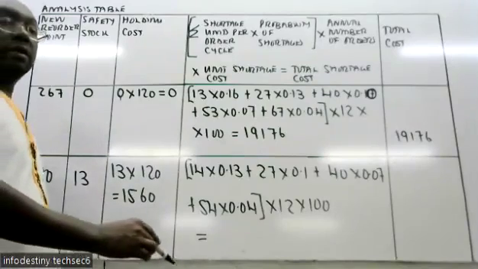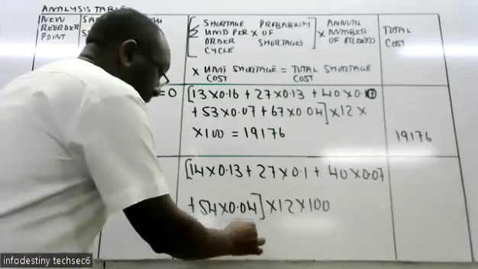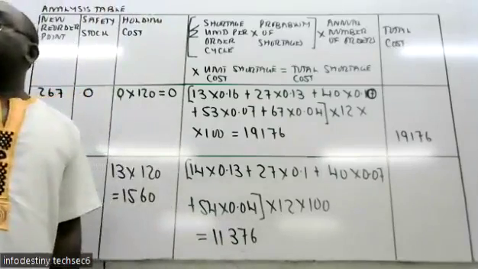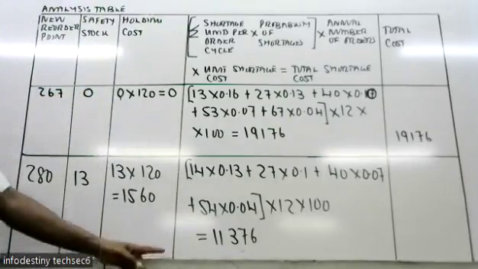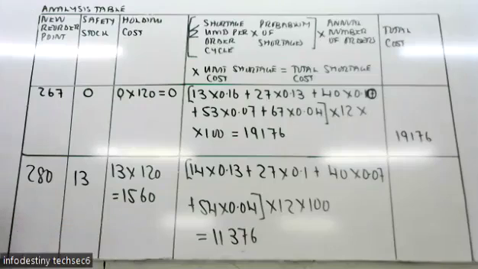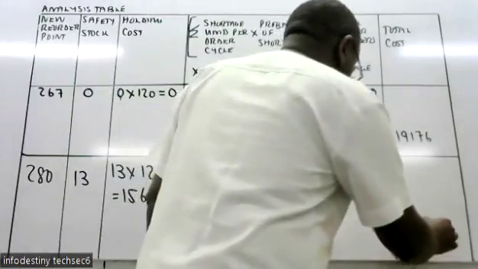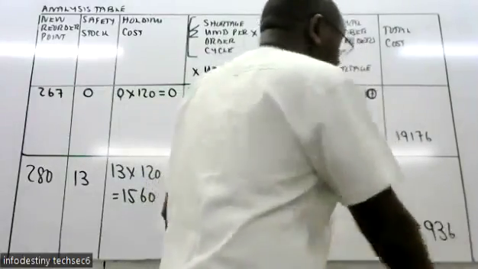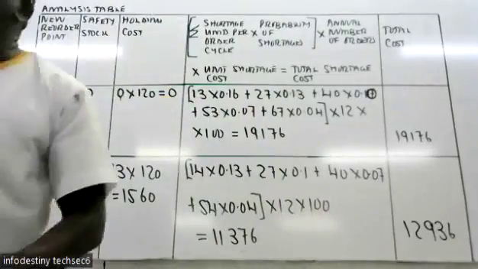That's it. 11,376. Agreed? Okay. Sasa hiyo 11,376 ongezea hii, ongeza 1560. 12,936.